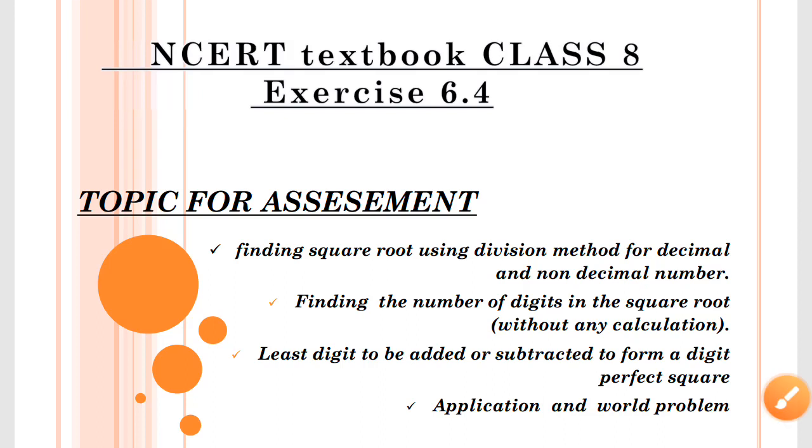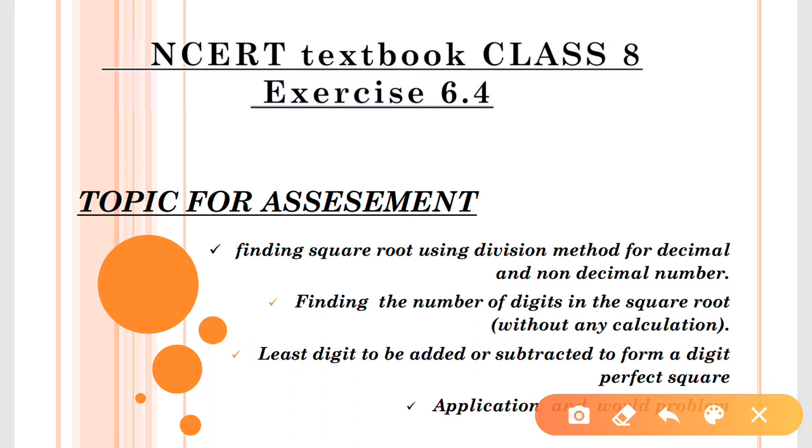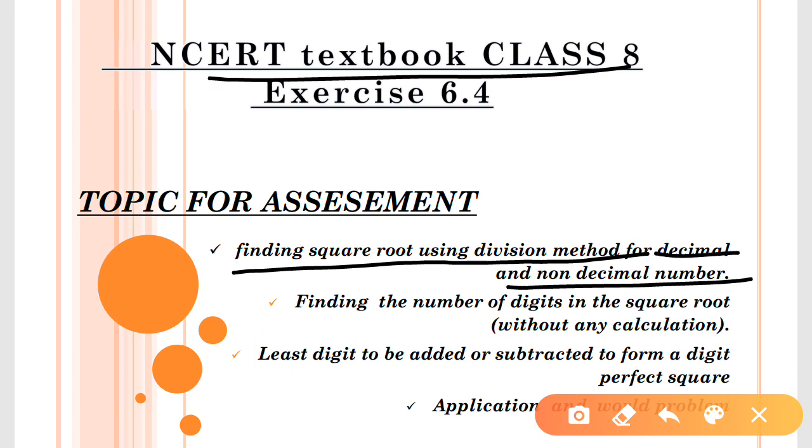Hi everyone, in this video we are going to discuss NCERT textbook exercise 6.4. The topics to be assessed here are finding square roots using the division method for decimal and non-decimal numbers. Secondly, we will find the number of digits in the square root of any number without doing any actual calculation. The third point is the least number to be added or subtracted from a given number in order to form a perfect square.